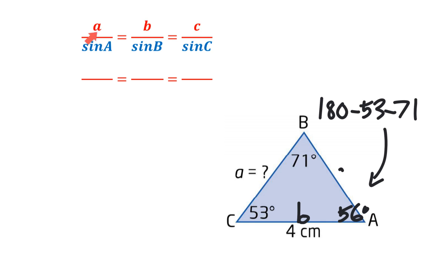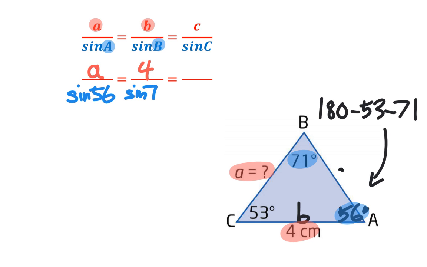At this point, we want to replace these variables with numbers from our diagram. Lowercase a is what we're looking for, so I'm going to leave that alone. Next, uppercase A, we just found it. It was 56 degrees, so we can write sine 56. Next, lowercase b is 4, so we can replace it with the number 4. Afterwards, we're going to replace uppercase B with 71 degrees, so I'm going to rewrite this as sine 71. And last, lowercase c. We don't actually know what lowercase c is, so let's just leave it alone. And uppercase C is 53 degrees, so let's rewrite that as sine 53 degrees.